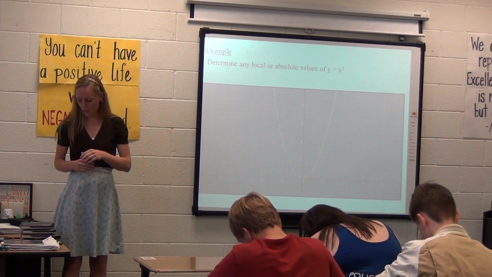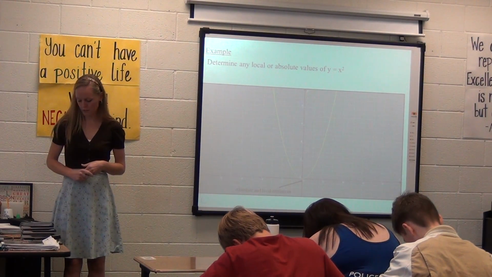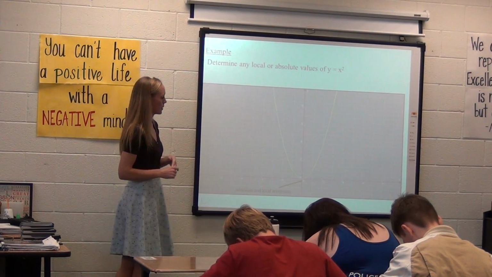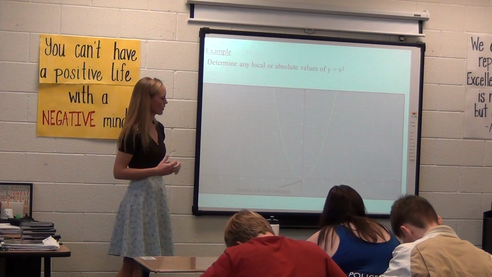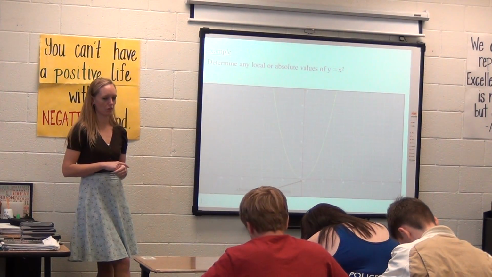So then what about the minimum values? 0. We have a minimum value at 0. And that would be our absolute and local minimum. So absolute and local maximums and minimums have to be numbers, yes.